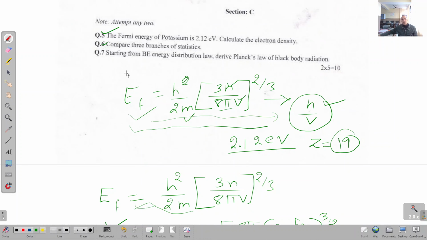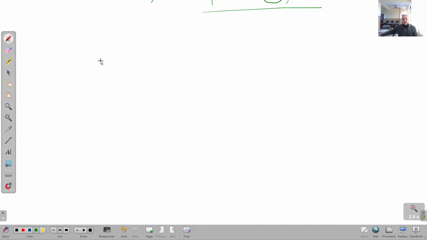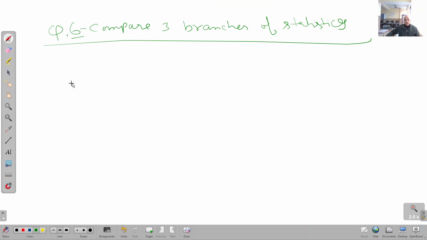Clear? Now I am coming to the next question, that is compare three branches of statistics. Clear? So compare three branches of statistics. Right. This was your next question. It was question number, I think, 6. Clear? So this question was discussed in the class many a times, that how we have to answer this question.